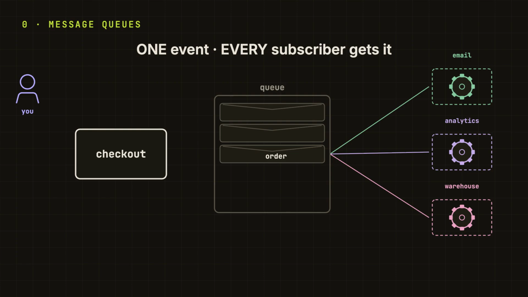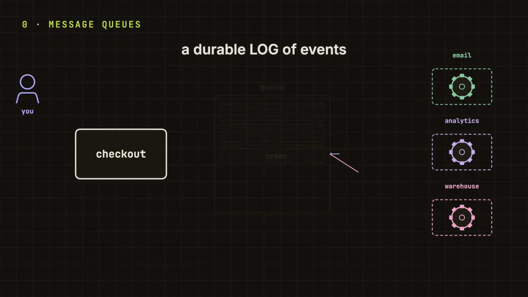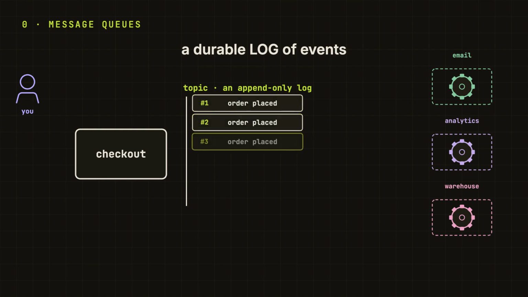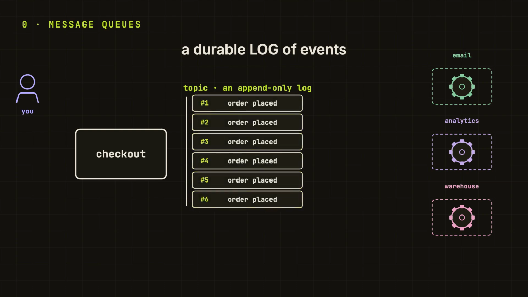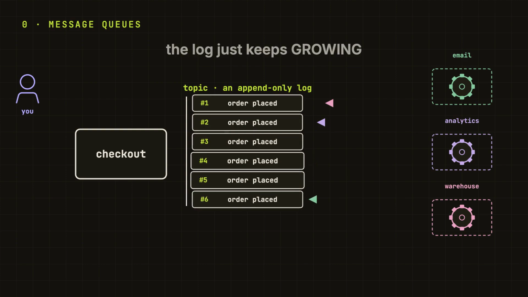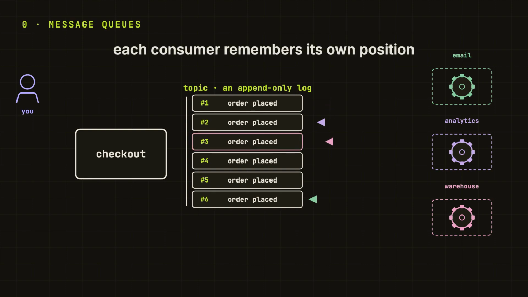And the famous tool here is Kafka. Kafka, at a high level, is a durable log of events. Events get appended to named streams called topics, and many different consumers can each read through the log independently at their own pace. And here is the key difference from a plain queue. Reading a message does not remove it. The log just keeps growing, and each consumer simply remembers its own position in it.